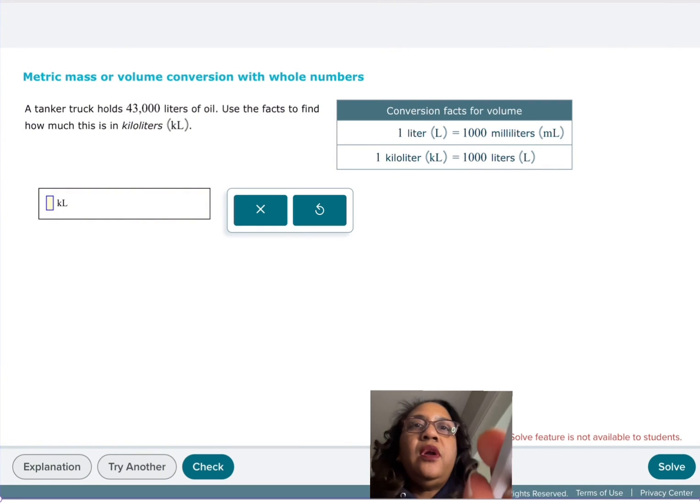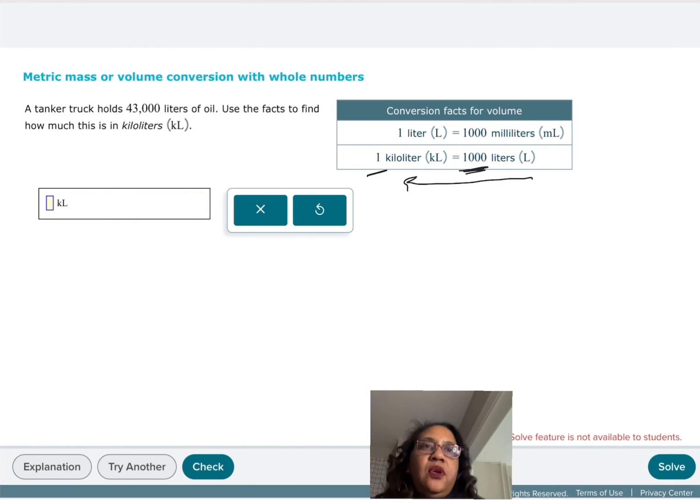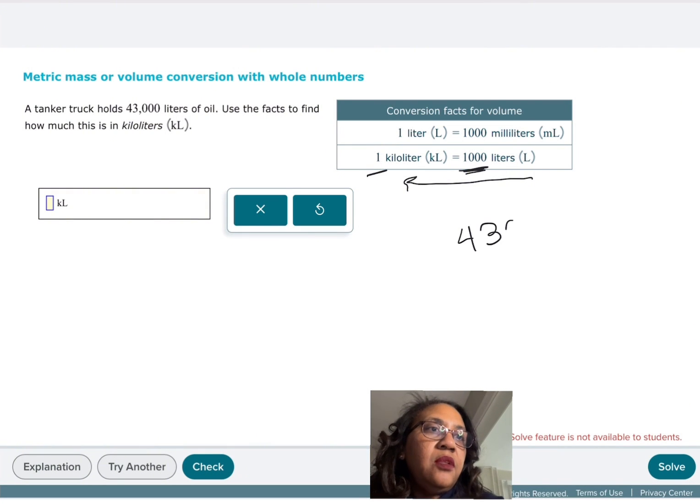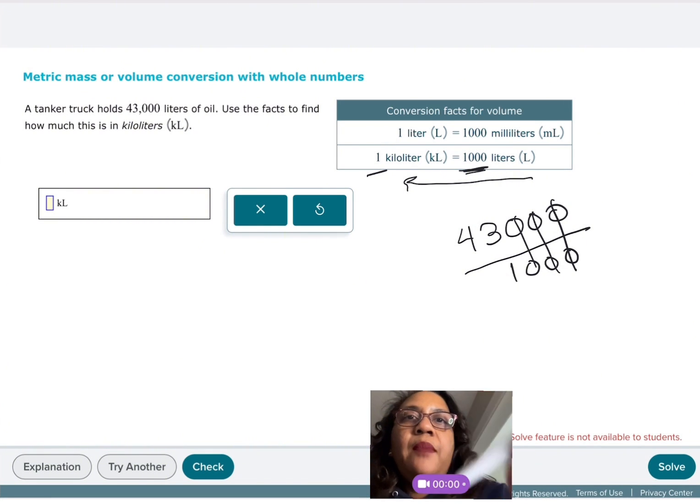And that's why I said before, I am kind of reading from this side to this side because I see that there are 1,000 liters in 1 kilometer. So if I am going from liters to kilometers, I know my number is going to get smaller. So I can do this by hand. If I divide by 1,000, and this is just something that I learned when I was really young, I can just divide the zeros. We can just eliminate them. So it's going to be 43 kilometers.